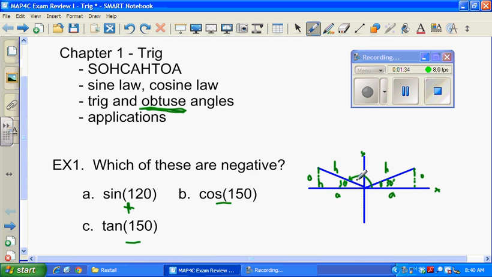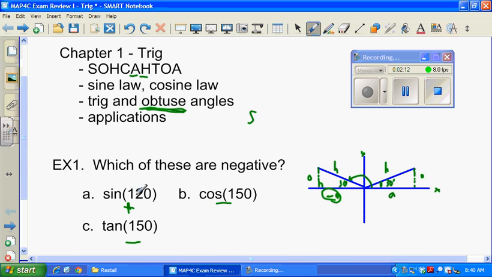an obtuse angle. This angle represents an angle of 150 degrees. Well, why is it that the cosine is negative then? Well, remember, the cosine is the adjacent side over the hypotenuse, SOHCAHTOA, right? Adjacent side is this one, but since it's to the left, this side is negative. That's a negative value. Adjacent over hypotenuse is negative, and the same thing with the tangent, opposite over adjacent. The tangent is negative for an obtuse angle as well.